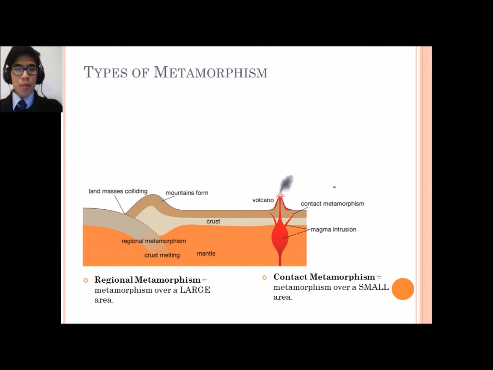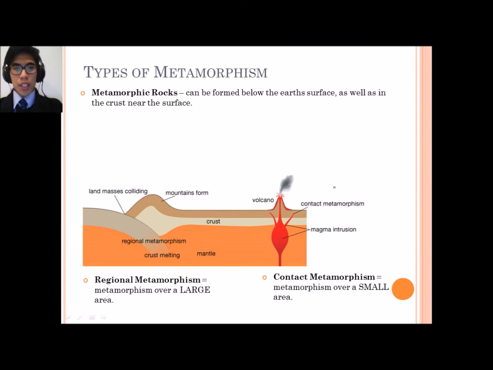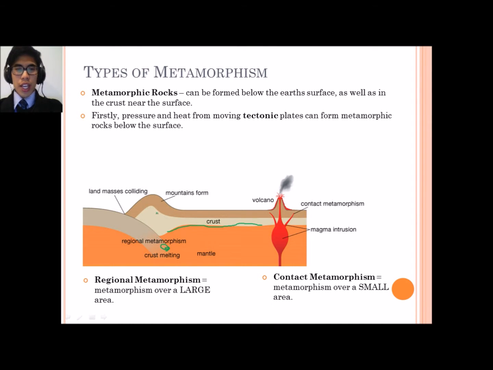Let's look at the types of metamorphism and how it occurs. Metamorphic rocks can be formed from below the surface as well as in the crust near the surface. So this is the crust here, or well below the Earth's surface down here. Firstly, pressure and heat from moving tectonic plates can form metamorphic rocks below the surface.